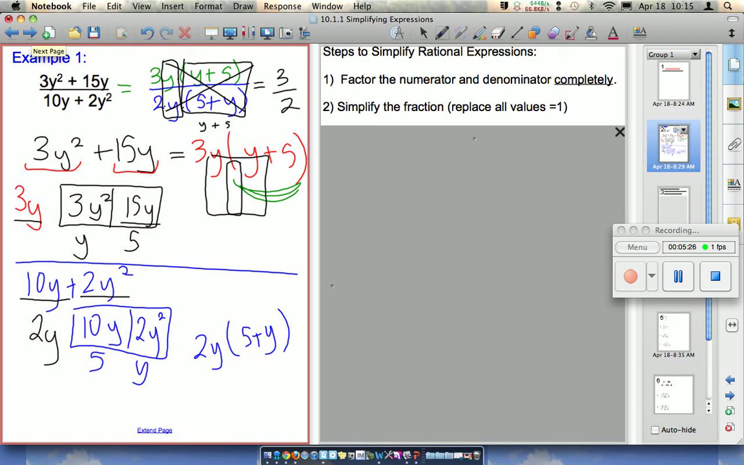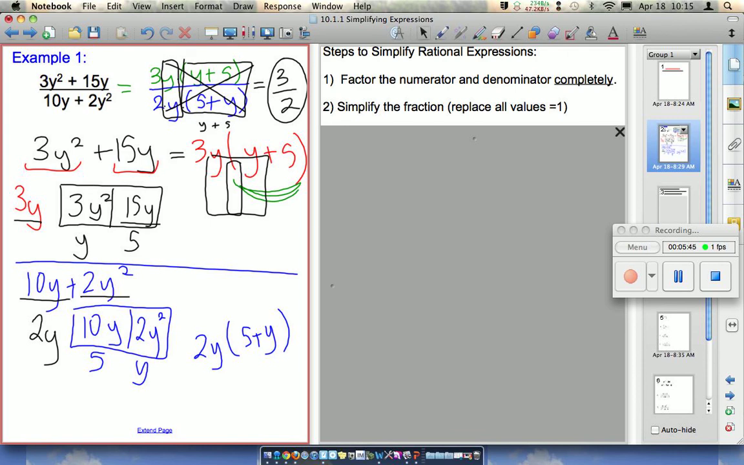That is the simplified answer, 3 over 2. Yes, you could write that as 1.5, but you can leave it in fraction form as well. The fraction form is just fine for your teachers. So there's your answer. 2 steps: factor, then simplify by getting rid of every large one.